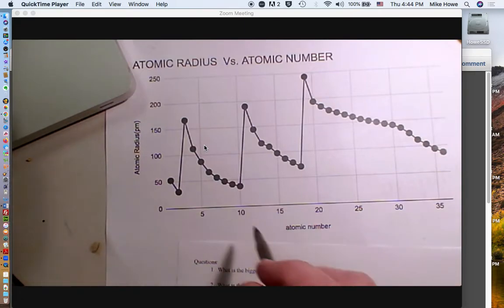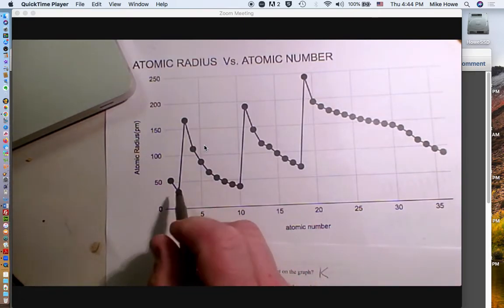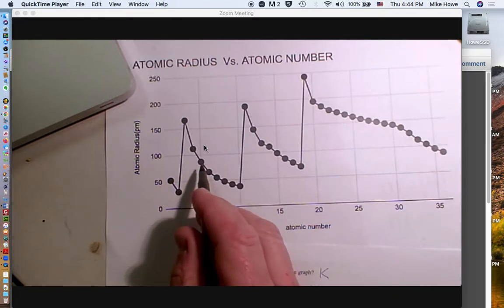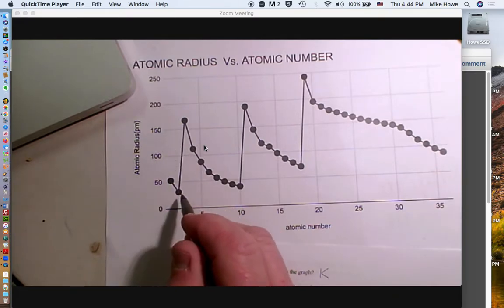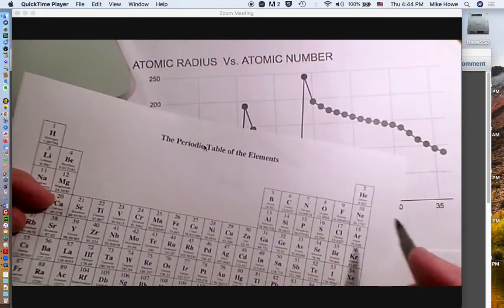The smallest one on the graph is over here, and that is element number 2. So you can tell 5, 4, 3, 2, 1. So this is 2. Number 2 is helium.